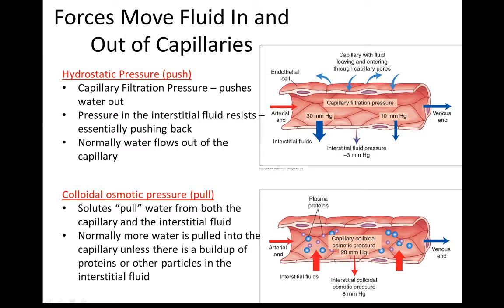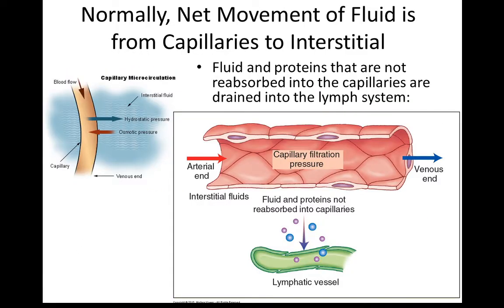But you can see in this picture that the capillary colloidal osmotic pressure is 28, while the pressure in the interstitial space is 8. So again, the tendency is for fluid to be brought into the vascular space. In normal circumstances, fluid tends to move from the capillaries to the interstitial space.